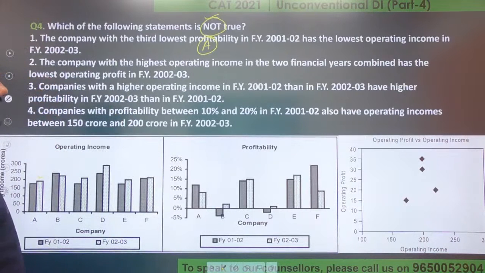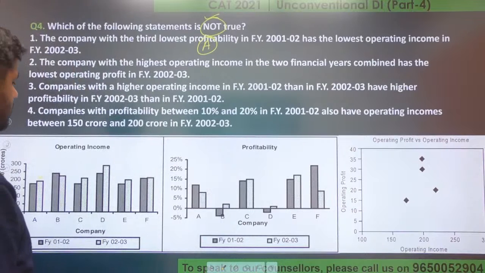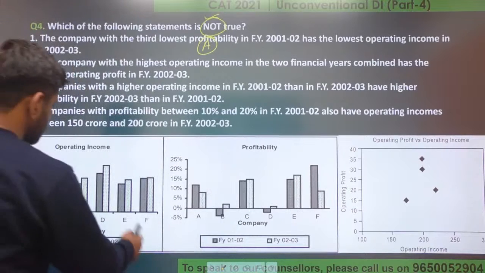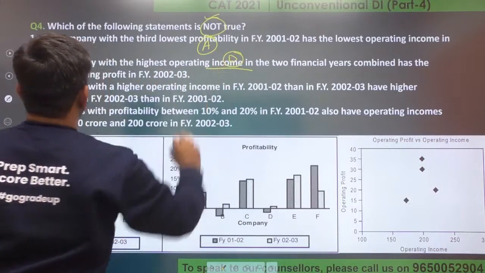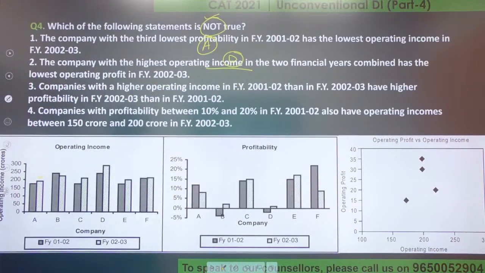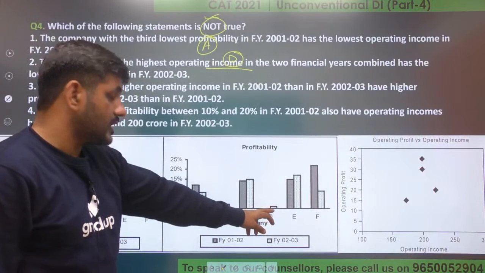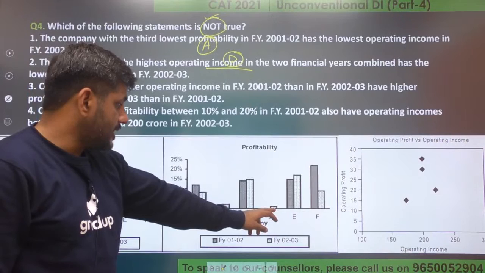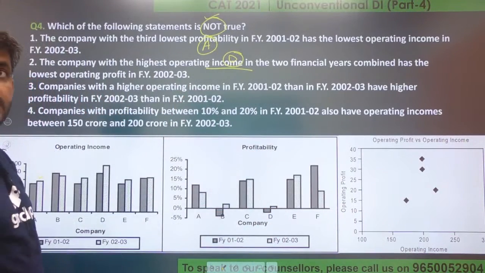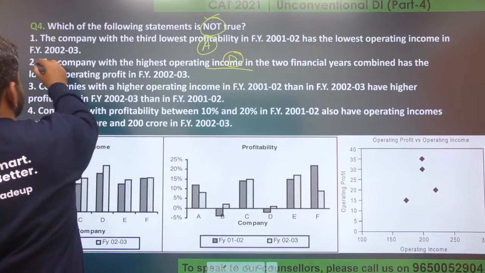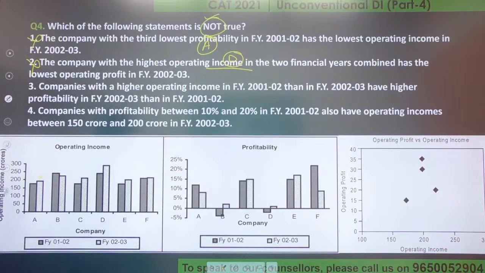The company with the highest operating income in the 2 financial years combined. Highest operating income in 2 financial years combined is company D. Here he is talking about company D. Has the lowest operating profit in 2-3. Lowest operating profit, that is again true. Their profitability is also lowest and it is so low that even the profit would be lowest. So therefore this also is true. This also cannot be my answer.